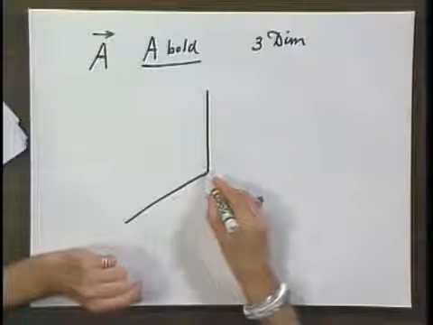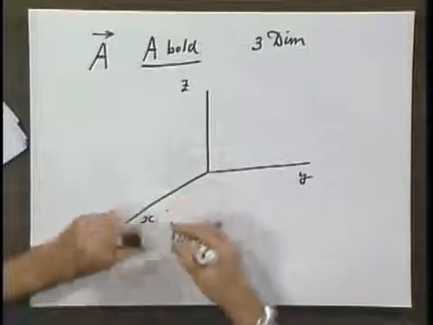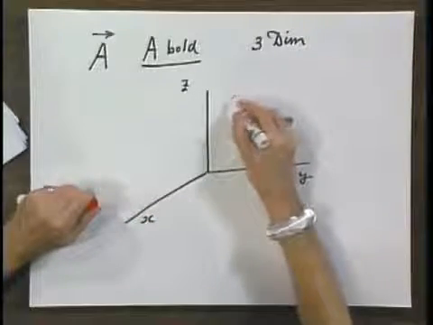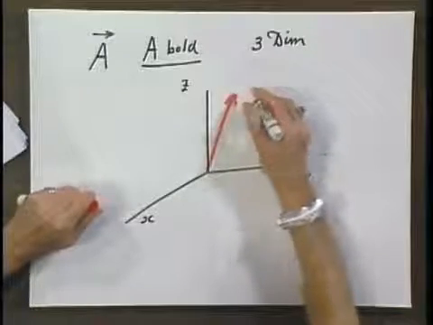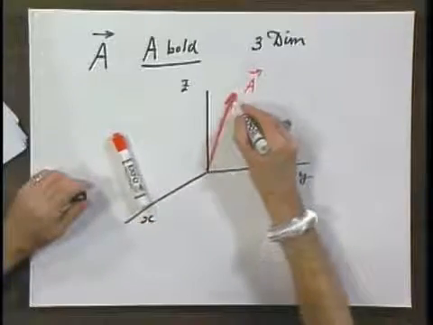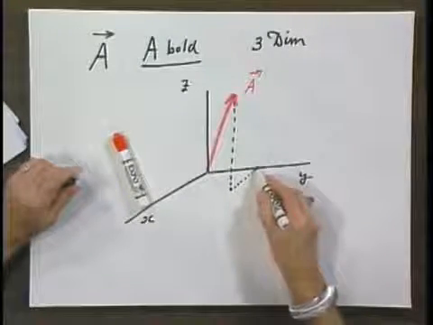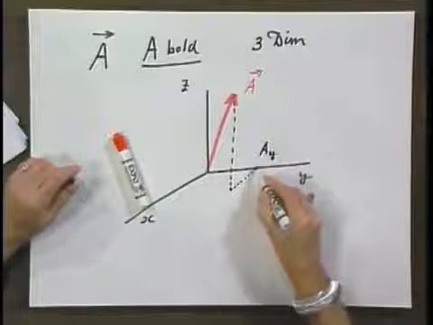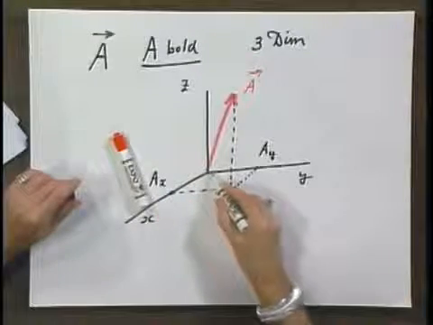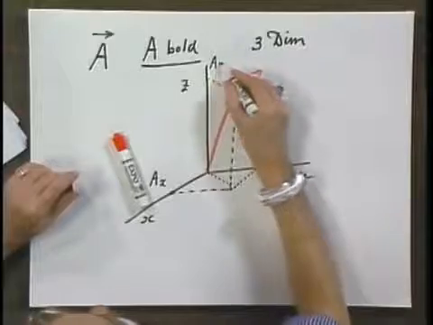Let's make a drawing. X, Y, Z. And we have a vector A, like so. This is A. And I will project this A onto the XY plane. And then I will further project it onto the y-axis. We call this A of Y. I project it onto the x-axis, which is A of X. And I will project it onto the z-axis, which is A of Z.